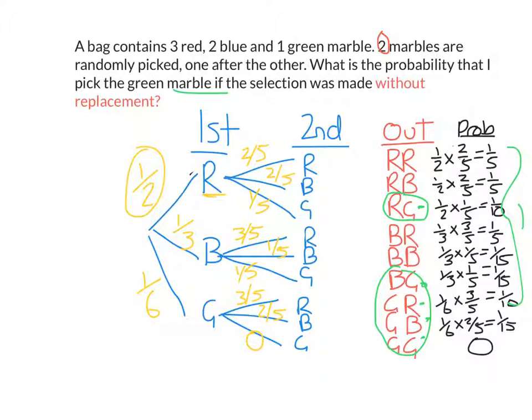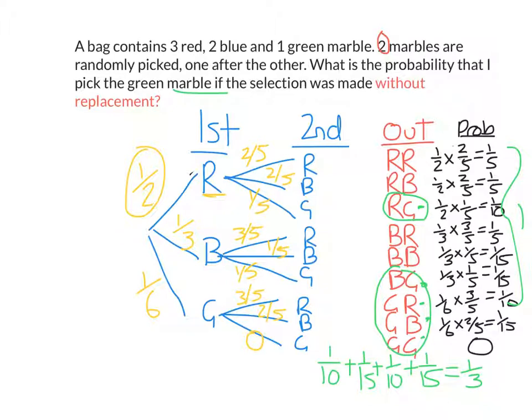Now, all of these 5 events that I've circled are mutually exclusive. So that's why I add up the probabilities. So it'll be 1 over 10 plus 1 over 15 plus 1 over 10 plus 1 over 15, and if you add all of those up, you get 1/3.